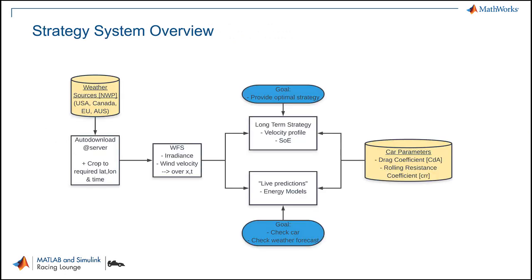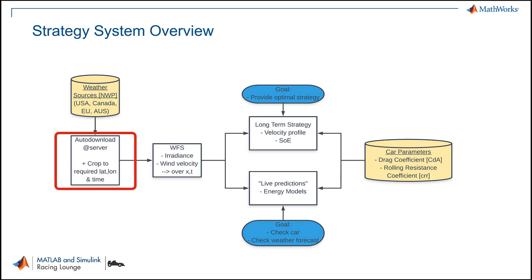Here we have a little overview of our system. We will start on the left side of our figure in the weather sources block. There are a few supercomputers running a few times a day calculating a weather prediction. And we are downloading these raw files on a server. These files are huge because they have a 2.5 kilometers resolution. You can imagine that this sort of stuff blows up. And we only need the latitude and longitude for Australia, and we only need the time window for our race.